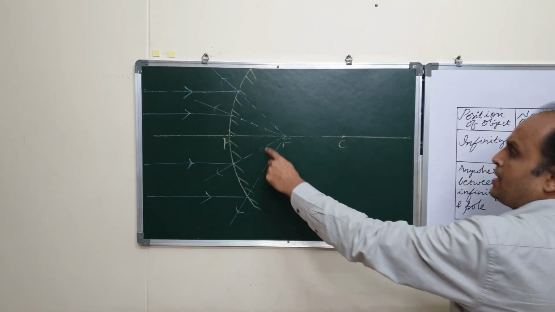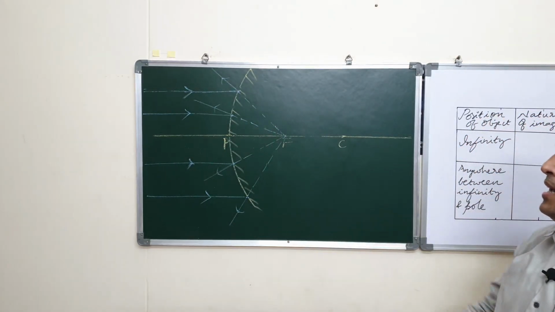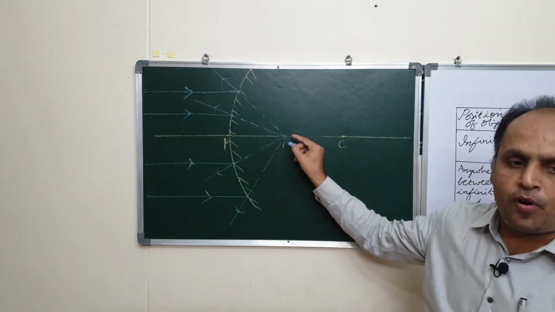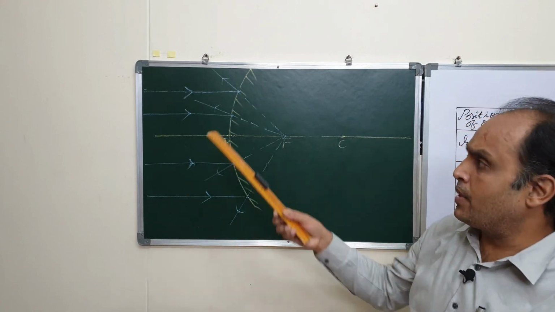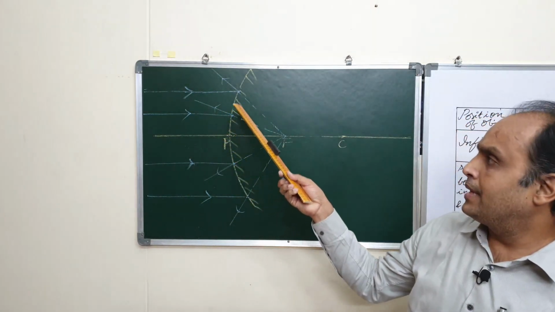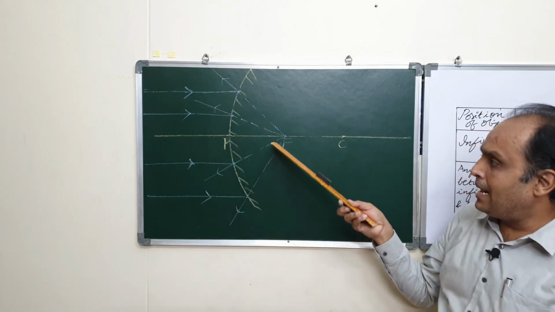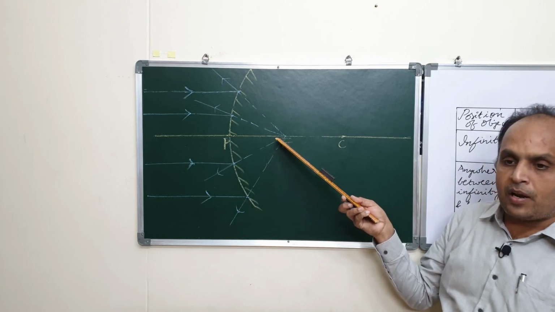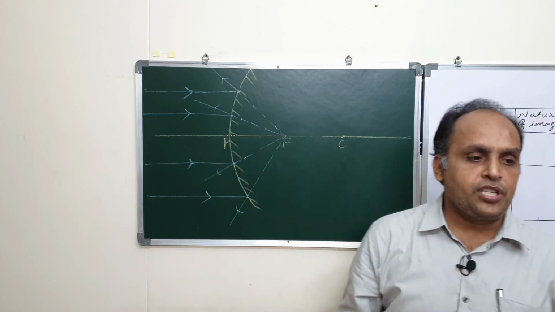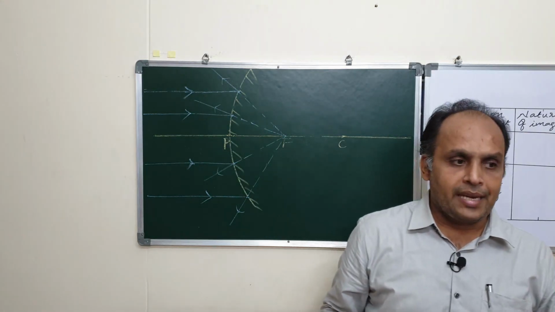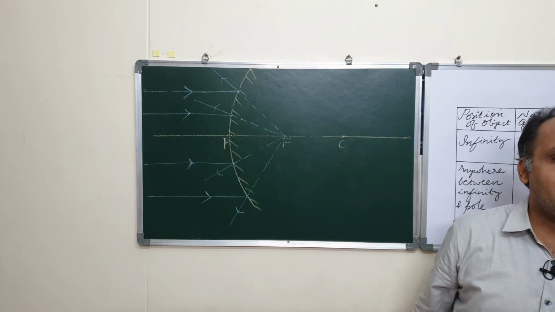Now you can see here all these rays are appearing to diverge from the focus, and hence the image will be formed at the focus. So when the rays of light are coming from infinity, they get reflected from the convex mirror and all of them appear to diverge from the focus. So that is the first position of the object in case of convex mirror, when the object is at infinity.